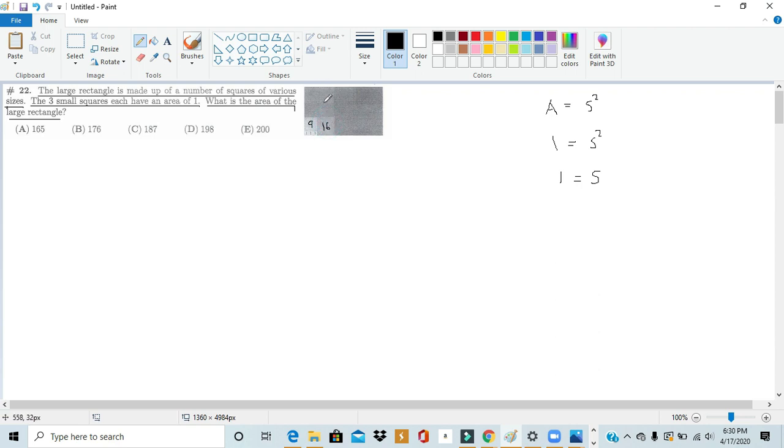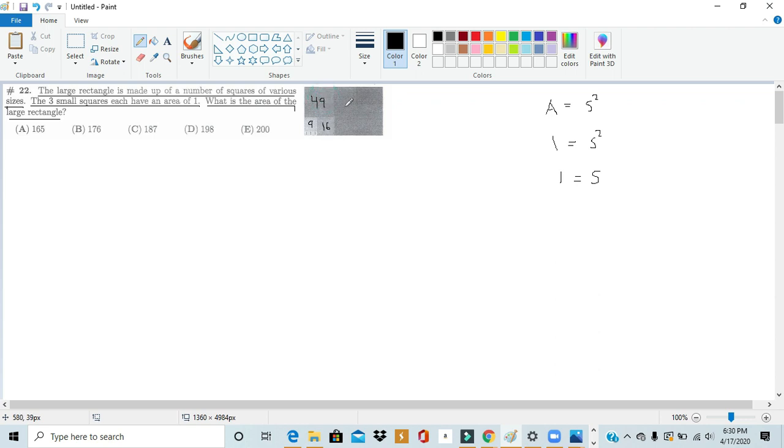Now we have a square above that. We've established that the side length of this square is 4 and the side length of this square is 3. And since both of these sides make up the bigger side of the bigger square, we just need to add them up to get the side length. So 3 plus 4 would give us 7. So if we just square that, we get the area of this larger square. So 7 squared would give us 49, so that's the area of this larger square.